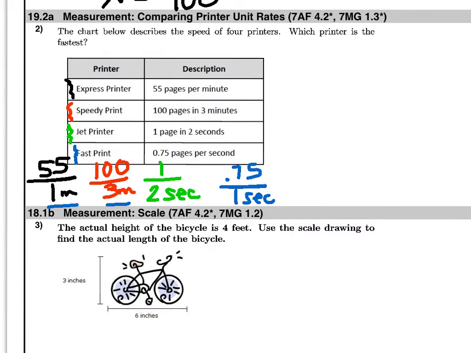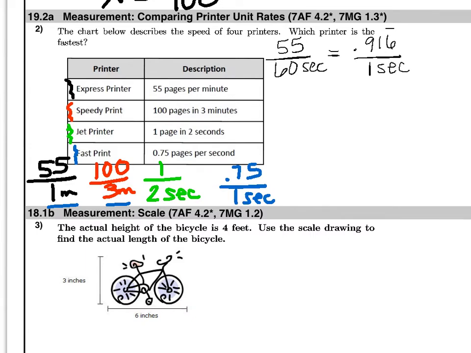And the Express printer, 55 pages per minute. Well, if I want to convert that to seconds, in 1 minute there's 60 seconds. So I can change that to say that it's 55 pages in 60 seconds. But of course, we want that unit rate. So really, to find the unit rate, I have to take the 55 and divide it by the 60. If I do the division for 55 over 60, I get 0.916 repeating over 1 second.